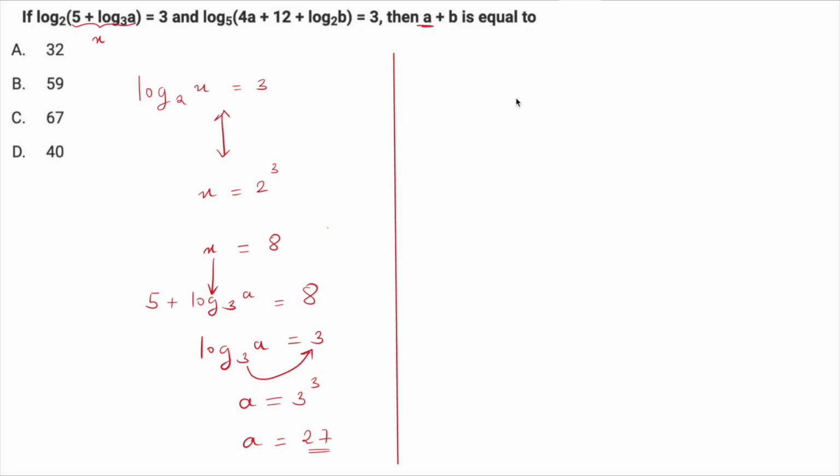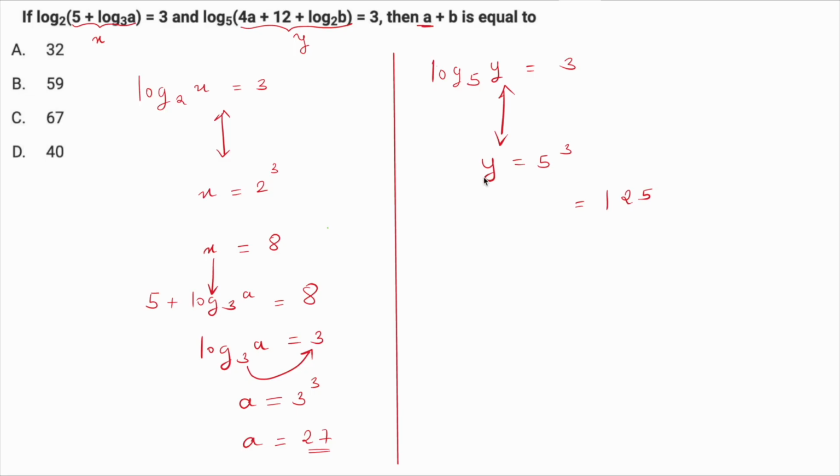The next step here is we find the value of b. For that, let's call this entire thing, 4a plus 12 plus log of b to the base 2, as y. So the second equation tells me log of y to the base 5 is equal to 3. Writing the same thing in the indices form, I'm going to get y is equal to 5 raised to 3. 5 raised to 3 is nothing but 125.